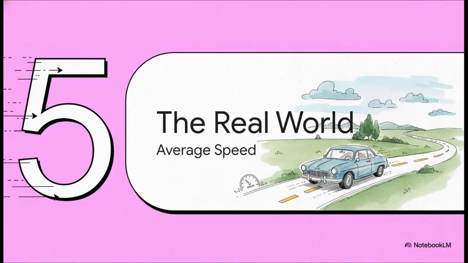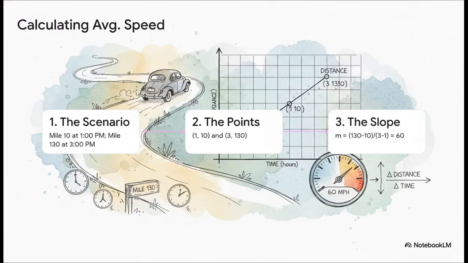So, after all that, you might be wondering, okay, cool, but when am I ever actually going to use this? Well, let's connect this to something you definitely understand, a road trip. Check this out. Let's say time is our x value and distance is our y value. So our first point is 1 p.m., mile marker 10, and our second point is 3 p.m., mile marker 130.